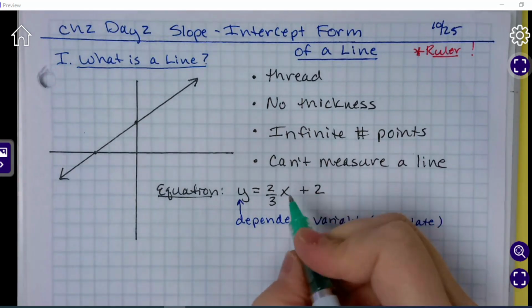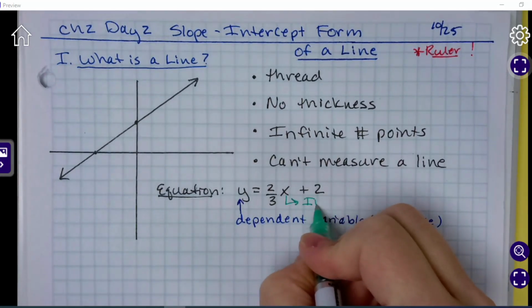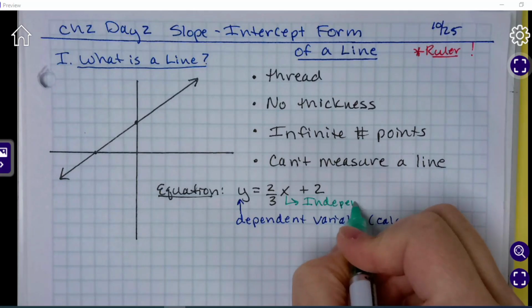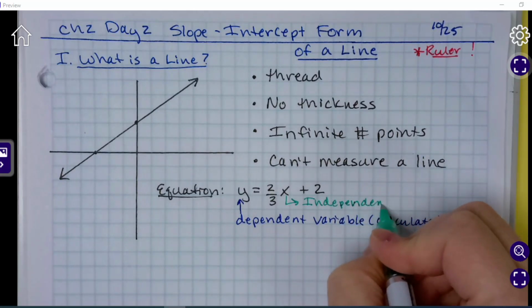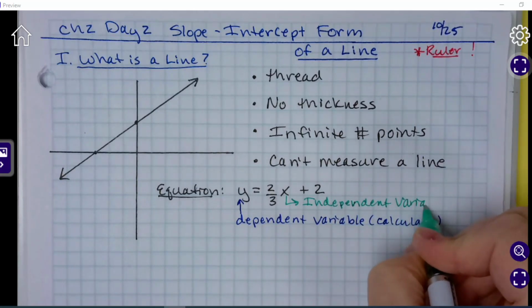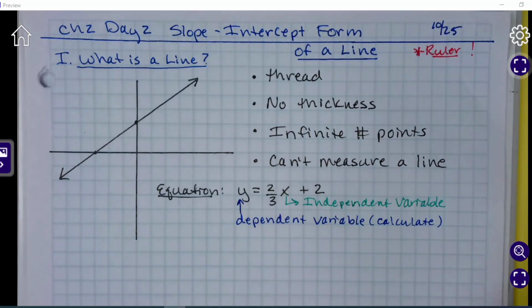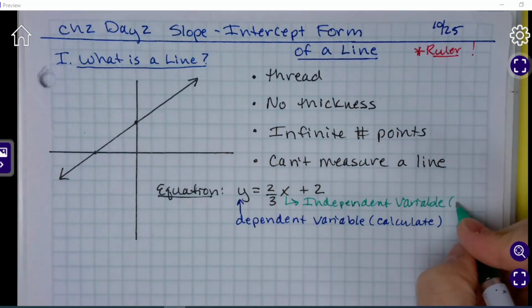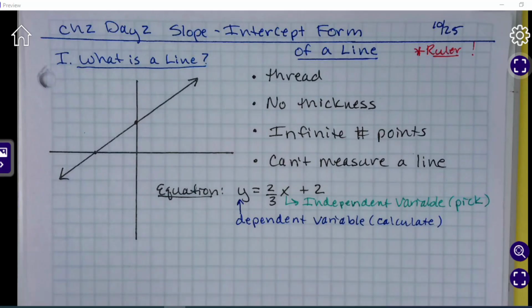The x variable is the independent variable. Independent, you get to pick your x's for most processes. Now, independent and dependent are terms that you need in order to use a grapher, for example. And we'll revisit these more at a later time.